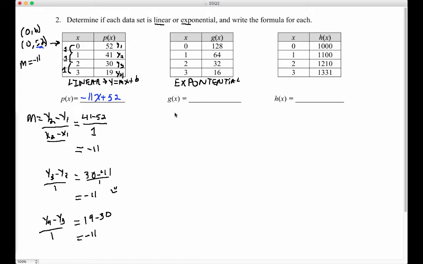In other words, we need to see, does the ratio remain common between subsequent terms? So let's take a look at, first of all, y sub 2 divided by y sub 1.